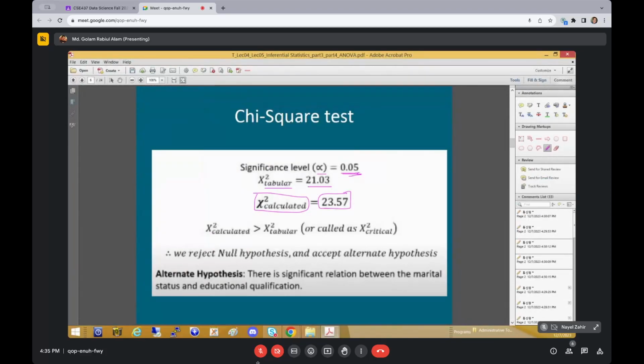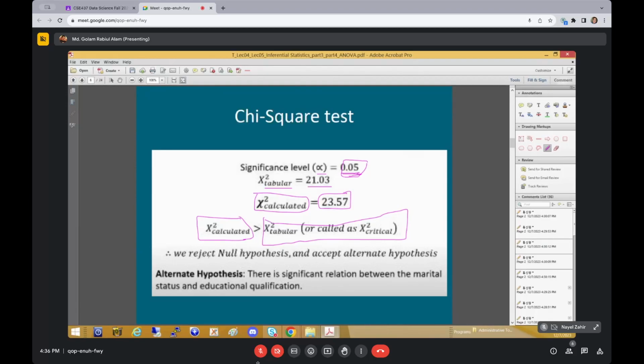Okay, so that means from the table we got 21.03 at alpha level 0.05. So now we can see which one is greater, 23.75. So that means this chi-square statistic is larger than this value, that is the chi-square tabular value. If this is the larger value, then we can reject the null hypothesis.